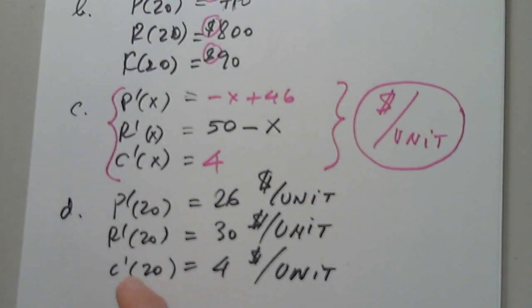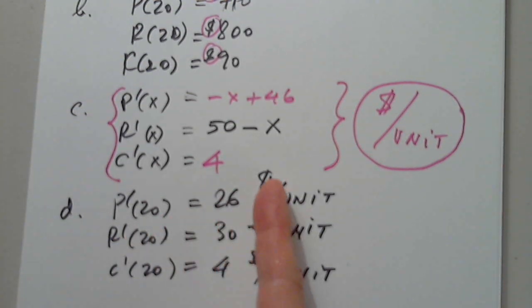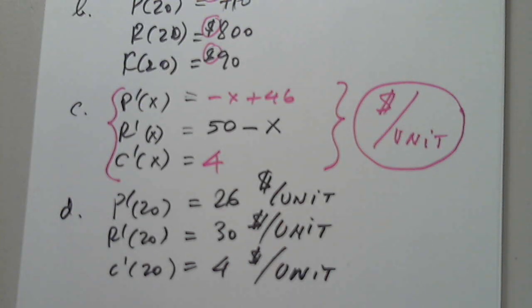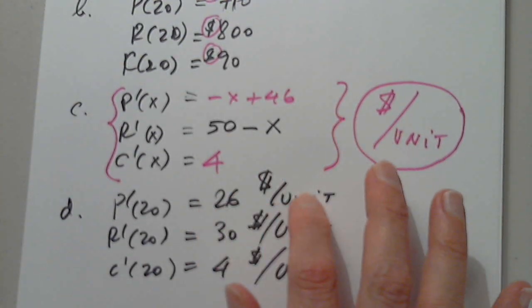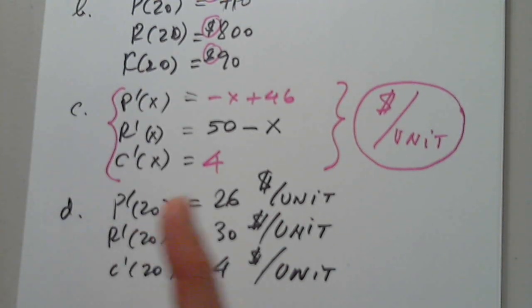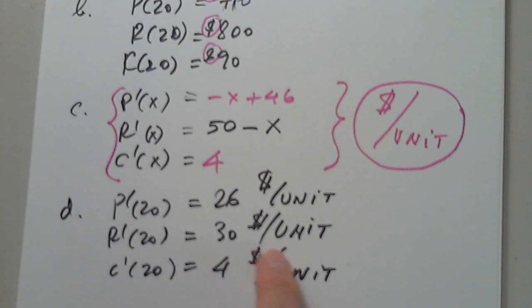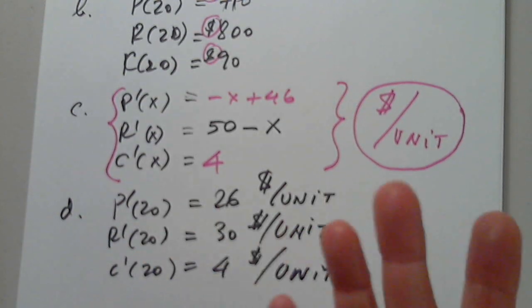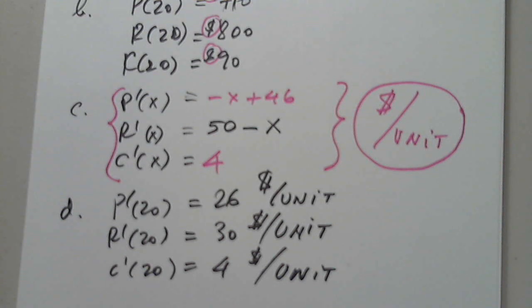And this is how fast it is changing. They're all positive. So how fast is the profit changing when we manufacture 20? It's changing at the rate of $26 per unit. So this basically predicts the profit obtained on the 21st item. This predicts the revenue we will get if we produce and sell the 21st item, and so on and so forth. Well done.